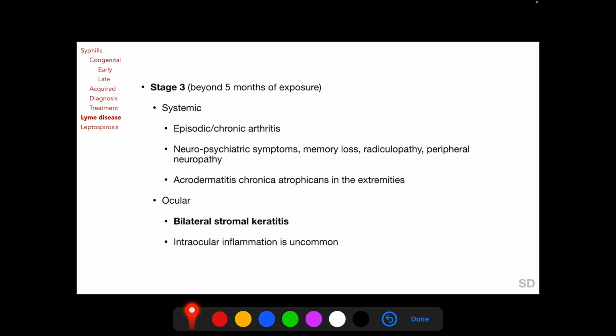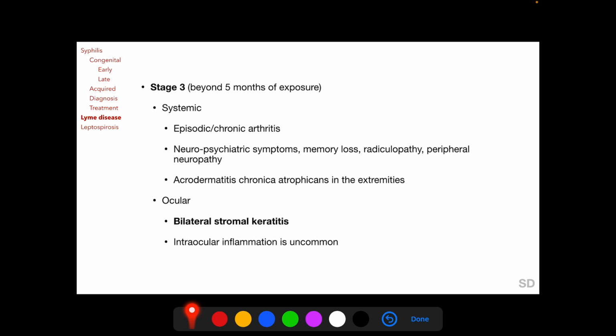In stage 3, which occurs beyond 5 months of infection, the patient also complains of arthritis, and neuropsychiatric symptoms predominate, including memory loss, radiculopathy and peripheral neuropathy. A skin lesion called acrodermatitis chronica atrophicans may also be found in the extremities, and this results in thinning and scarring of the skin. Ocular manifestation of stage 3 of Lyme disease is bilateral stromal keratitis, and other manifestations of intraocular inflammation is uncommon.